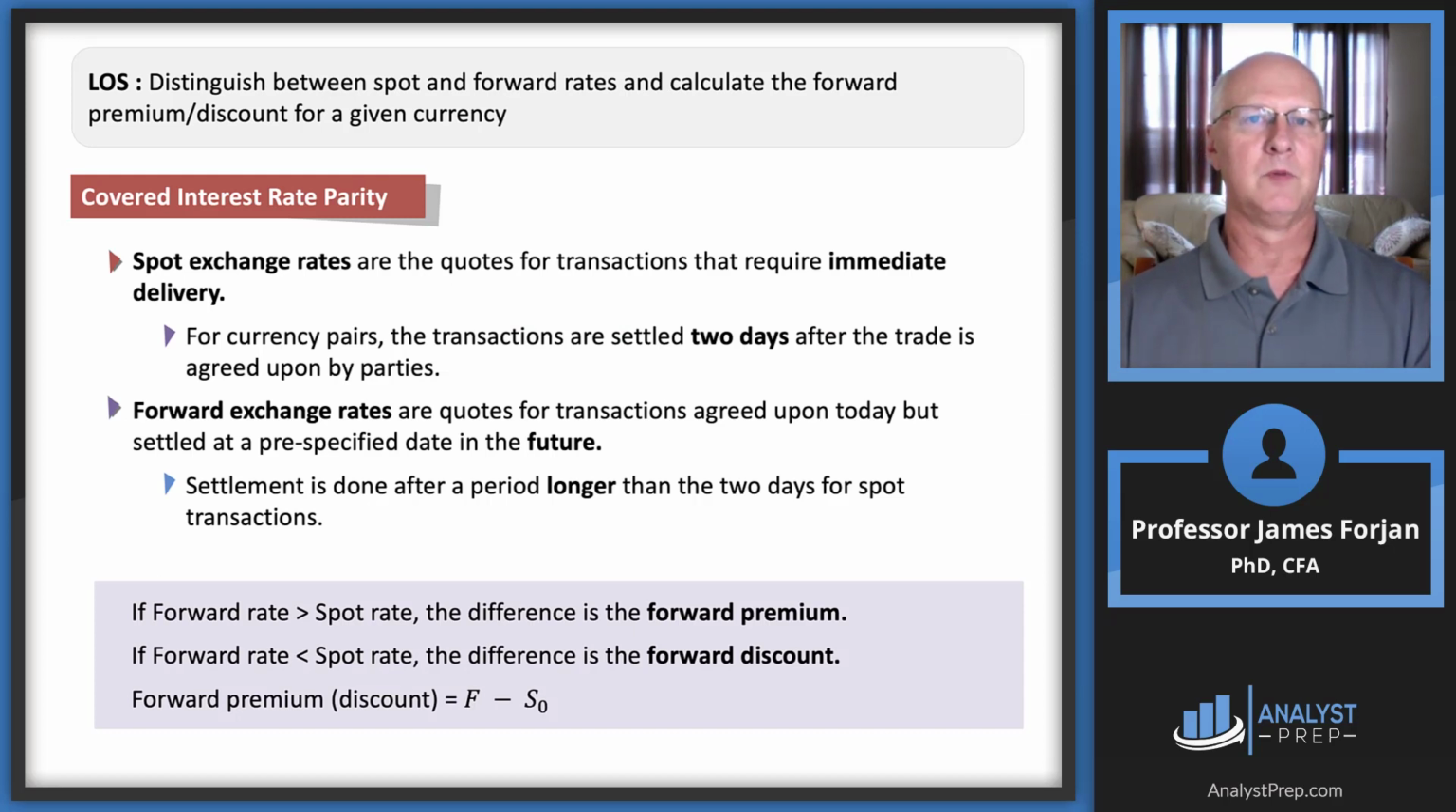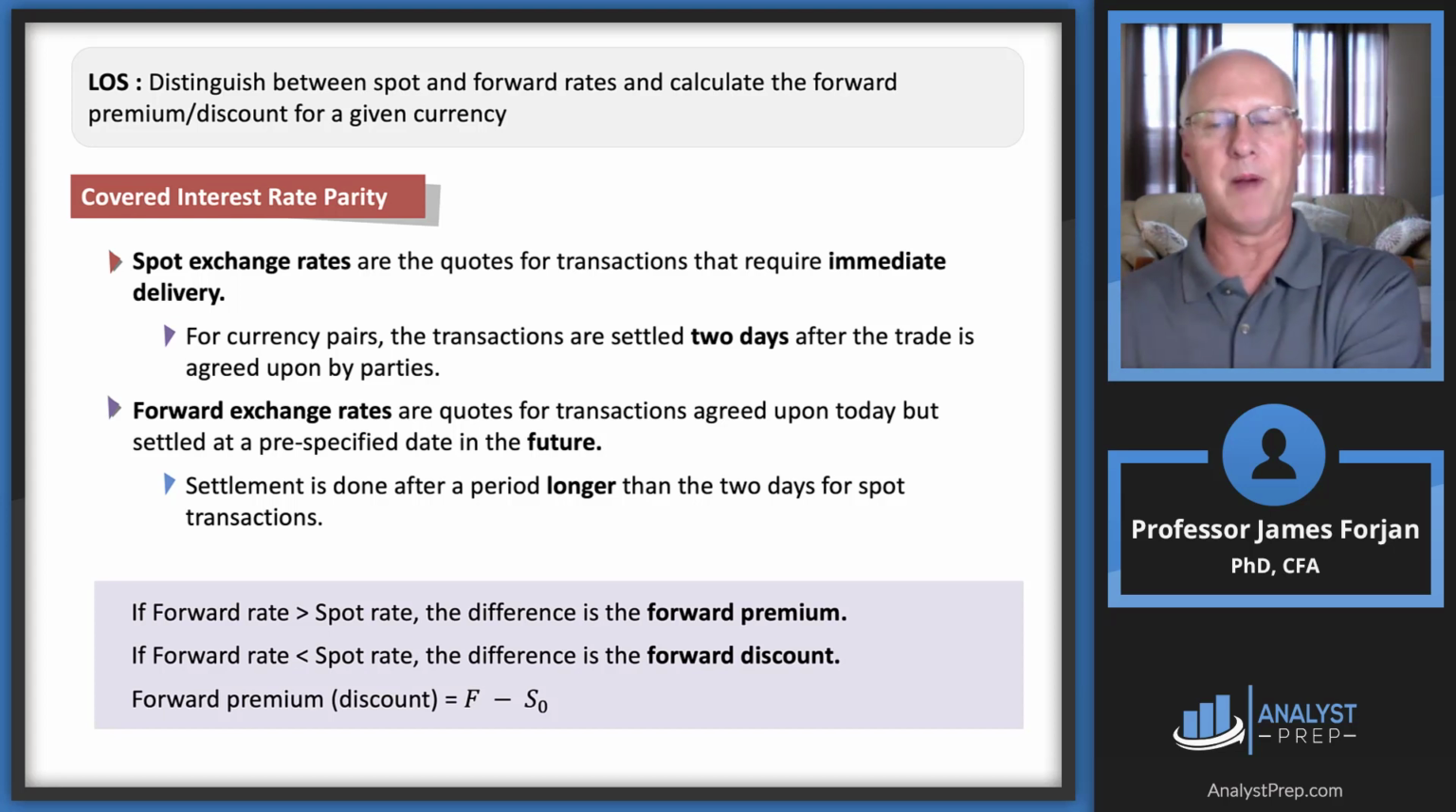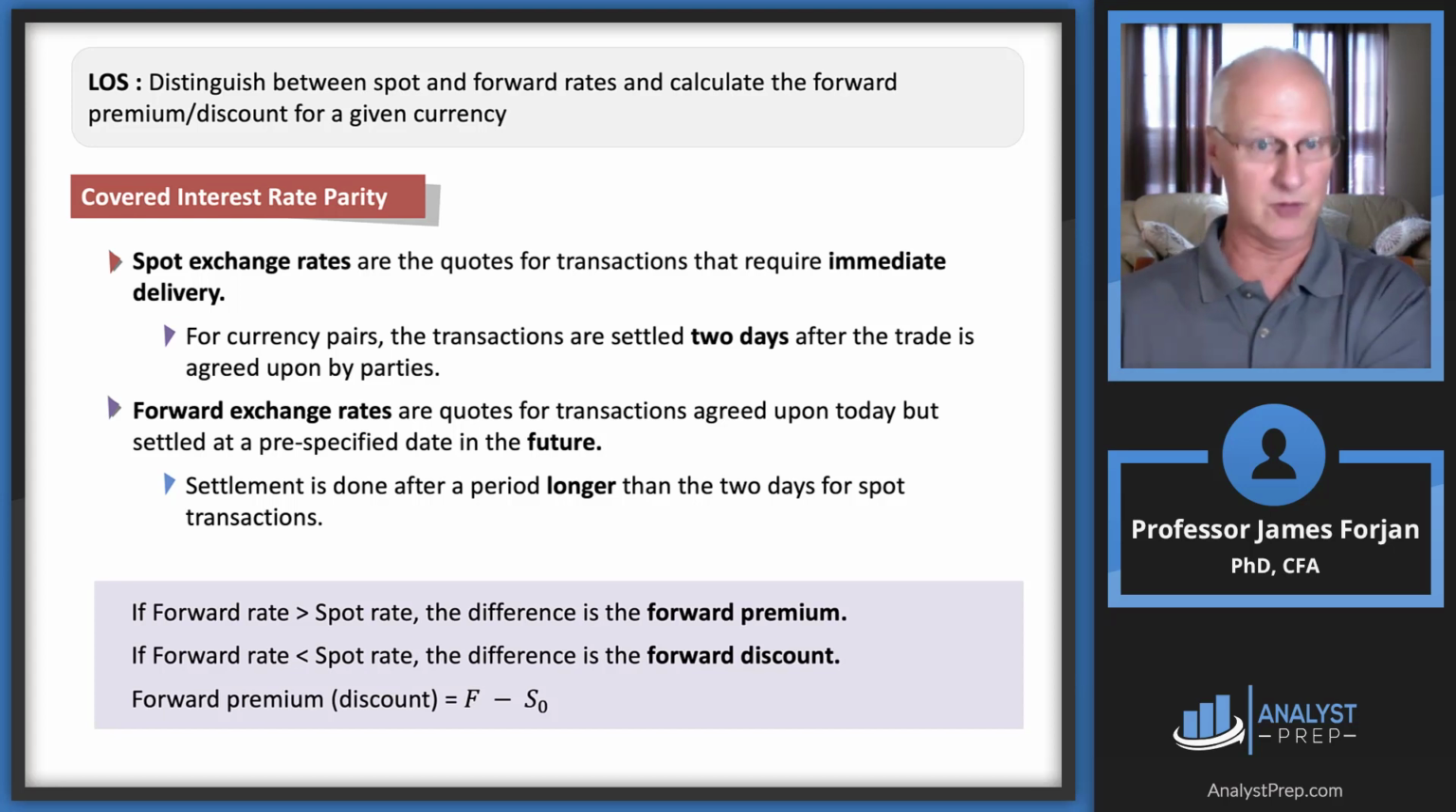Now, let's move on to an LOS that asks us about spot rates and forward rates. So let's go ahead and get back to that table that I described in the introduction. We have a pile of US dollars here, 100, and we have a pile of Canadian dollars here. There's 100 in a 1-to-1 exchange.